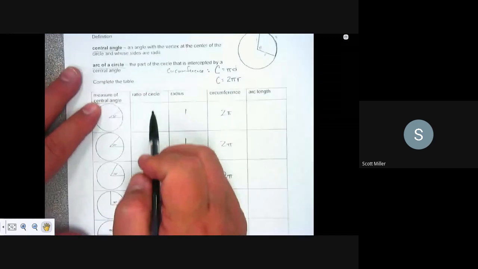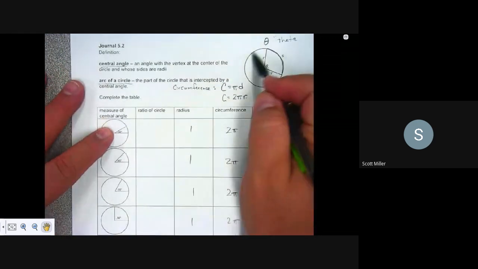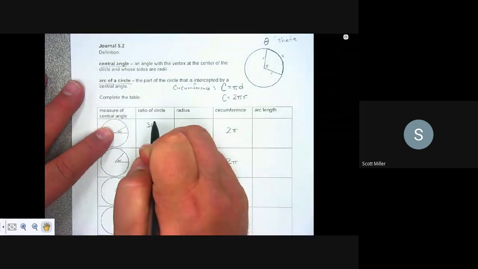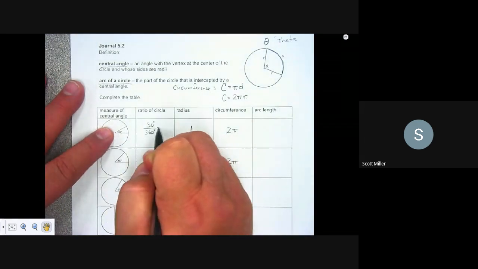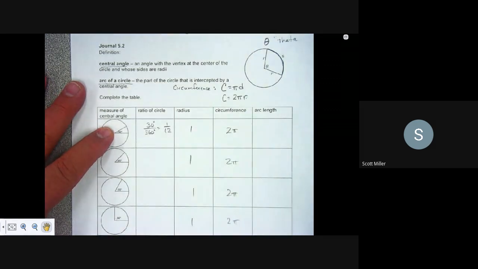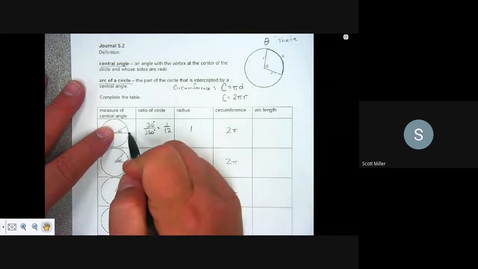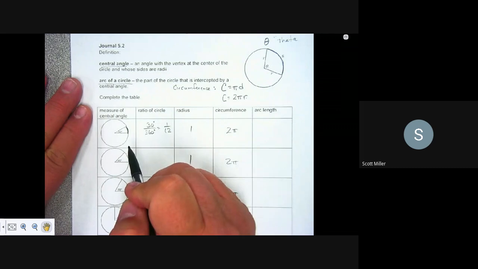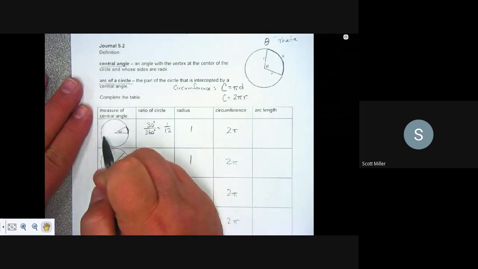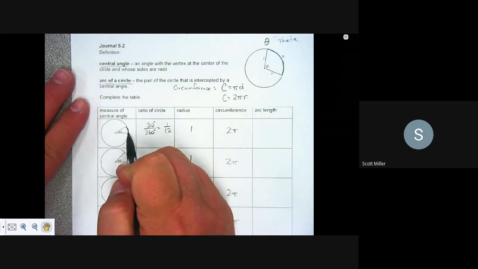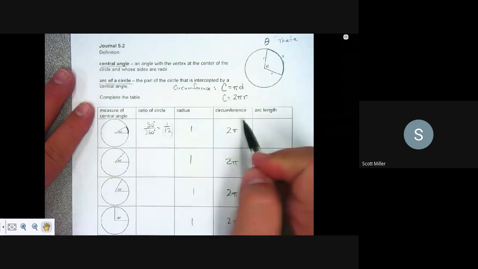Okay? So the ratio of the circle. So 30 degrees, and 1 complete revolution of a circle is 360 degrees. So I have 30 degrees out of 360 degrees. And then we can reduce this down and get 1 out of 12. So what this is telling me is I have 1/12 of all the angles in the circle. So if I go all the way around the circle 1 time, 360 degrees, I'm going to produce the entire circumference. So if I only go 1/12, then I'm going to be doing 1/12 of the circumference.